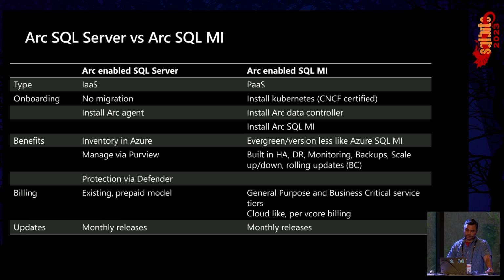In terms of benefits, with the existing Arc SQL Server, you get the inventory, you get the management, you get the protection from Defender, all these things, right? In terms of SQL MI, there are a lot more benefits in addition to the inventory. You get this evergreen version of SQL, just like Azure SQL MI. You get built-in high availability, built-in disaster recovery, built-in backups, built-in monitoring. You can scale up, you can scale down, you get rolling updates. So all the beautiful things that you have in Azure SQL MI, you get in Arc SQL MI.